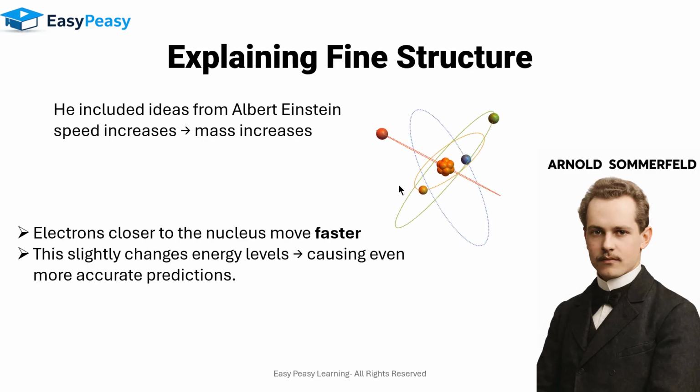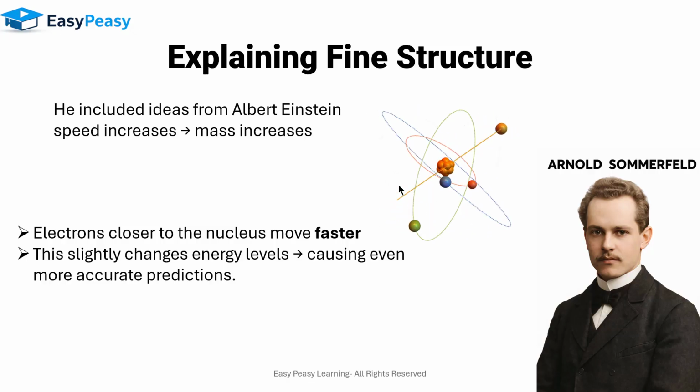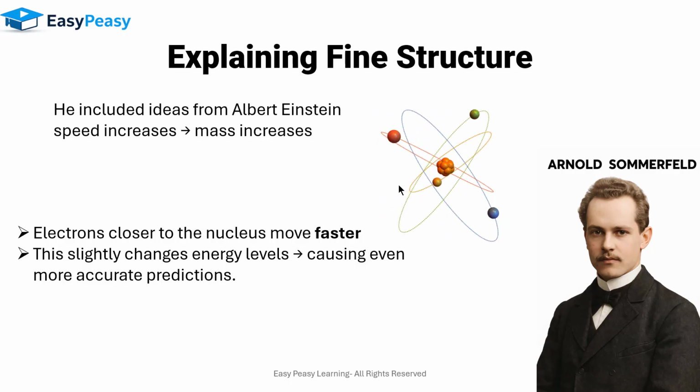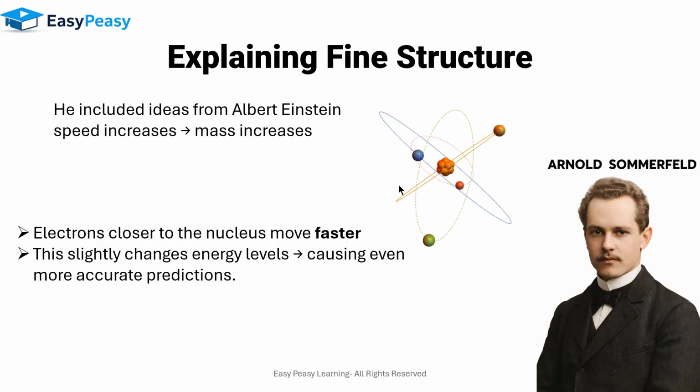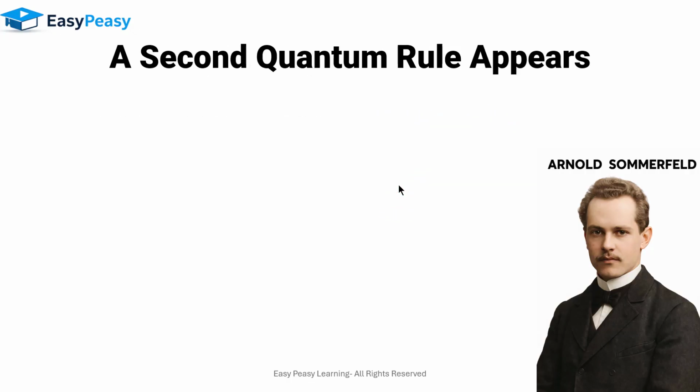He also used the idea of Albert Einstein. Albert Einstein said that when speed increases, it also increases the mass. So Arnold Sommerfeld says electrons that are closer to the nucleus are moving faster, and this slightly changed energy levels, causing even more accurate predictions of the spectral lines. That's how the second quantum rule appears.